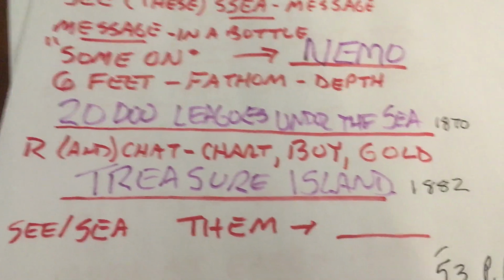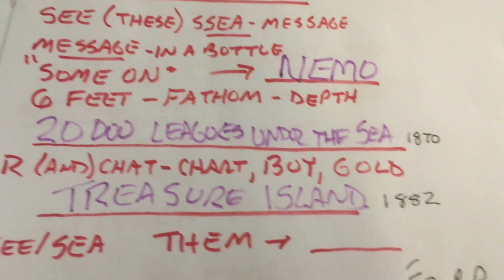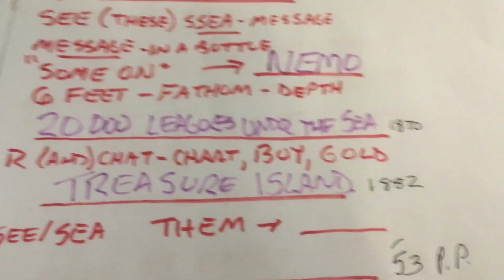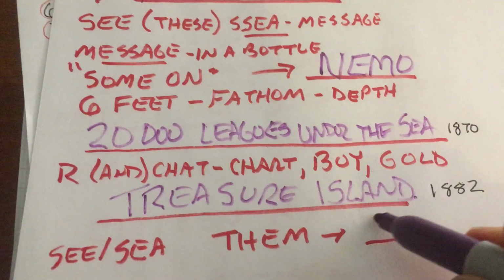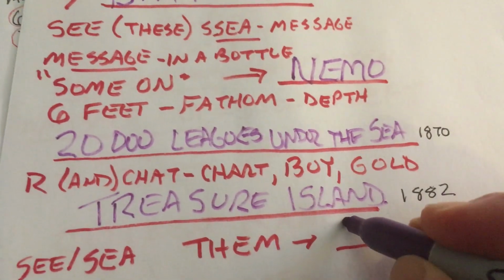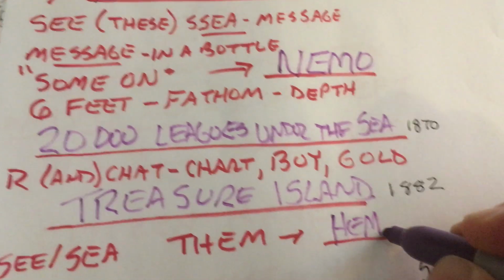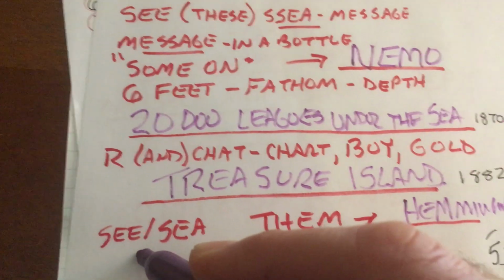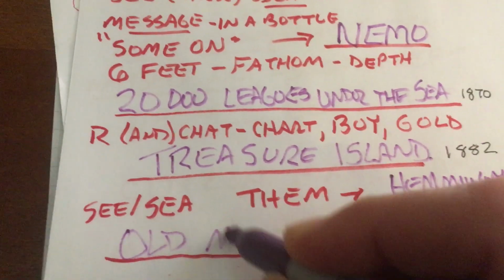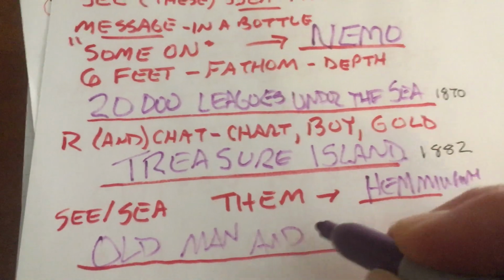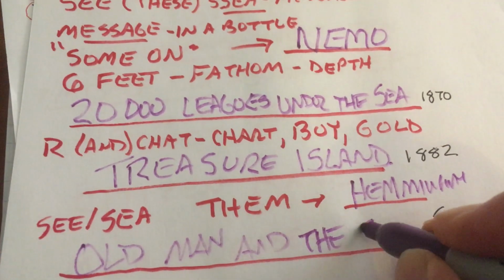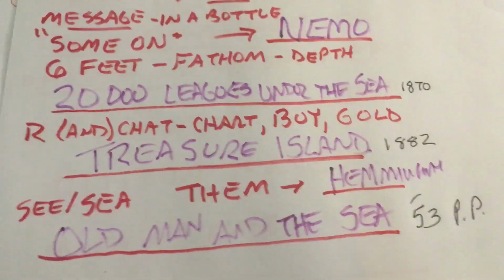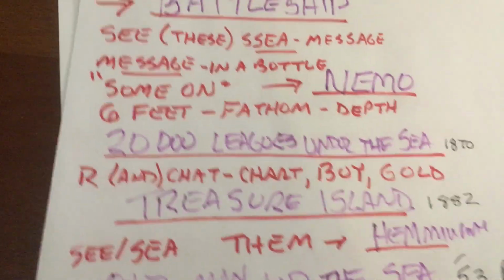Here's a tough one. You still have the word see, but you also have the word them. And a '53 Pulitzer Prize winner, written by, his nickname was Hemingway. Ernest Hemingway wrote The Old Man and the Sea. Old Man and the Sea. So that's Pulitzer Prize from '53. We're not done yet. Let's go on to the next page.